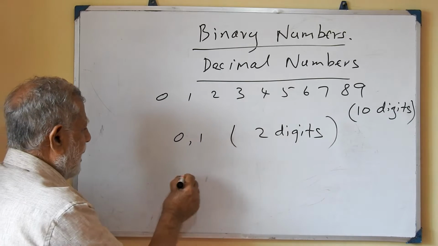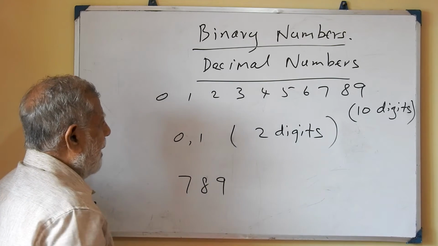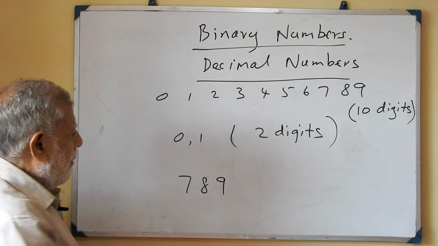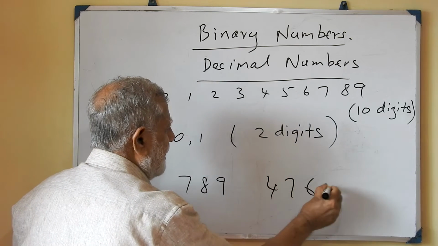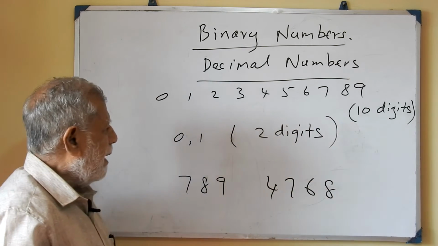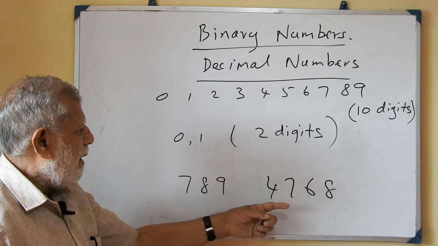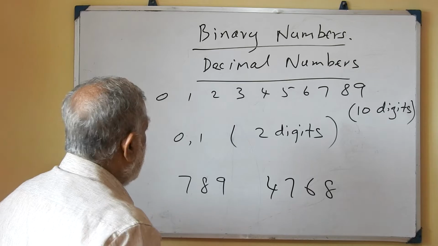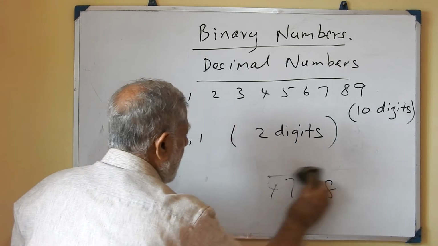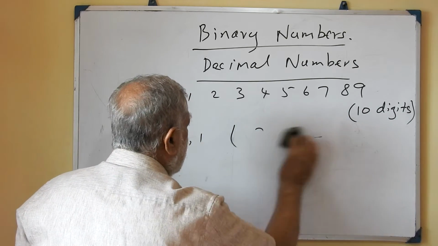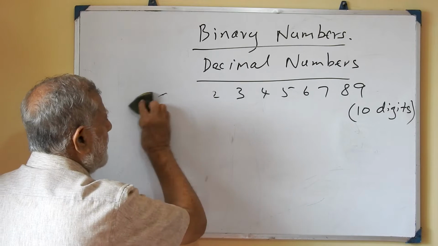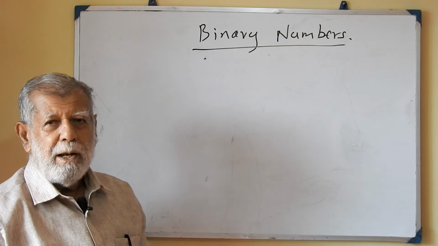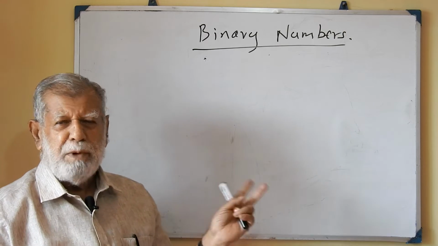Now if you write 789, we are using decimal numbers, 3 digits. Or 4768. These are decimal numbers we are using to tell this number, 4768. So same way we can use the binary numbers to represent decimal numbers. So we'll go through that. For example, we must learn how to convert from decimal numbers to binary numbers.